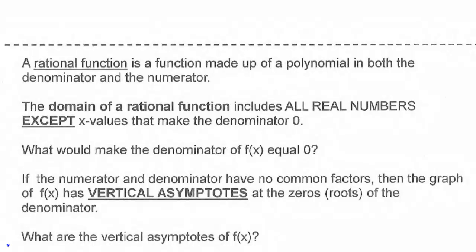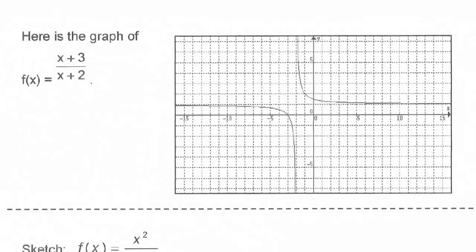So what would make the denominator of f of x equal to 0? To find out, set x plus 2 equal to 0 and solve for x. If we subtract 2 from both sides, we get x equals negative 2.